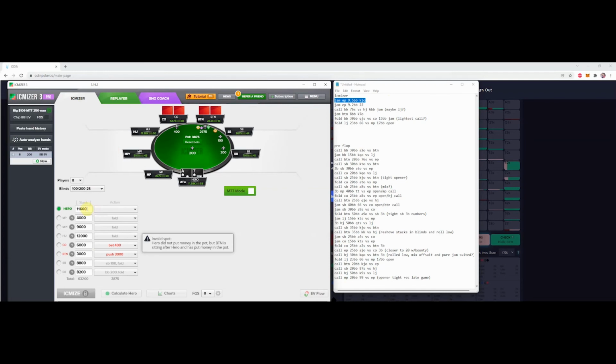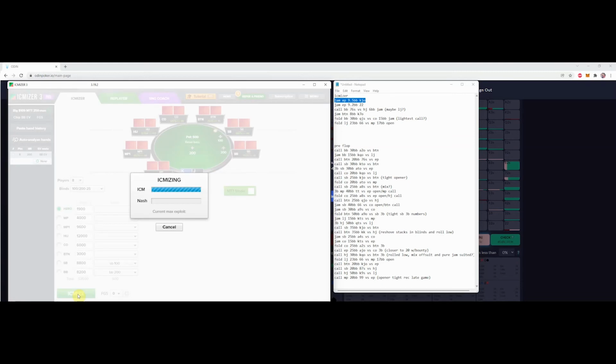So 9.5 bigs, that's 1900, and we have King Jack offsuit. So we're just going to put that in here and get rid of these ranges. When you just have a push fold spot here at 10 big blinds, you're basically just going to be push fold, so there's no reason to implement ranges when you're doing these spots. These classic push fold spots can calculate pretty quickly.